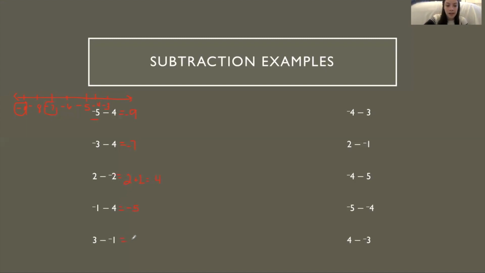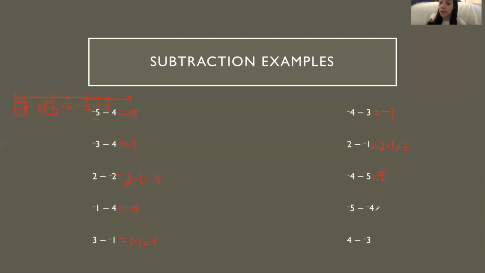3 minus negative 1, 3 plus 1 equals 4. Negative 4 minus 3, 4 plus 3 equals 7. And then again, we're going to add that negative on there. 2 minus negative 1 is just 2 plus 1. So that equals 3. And then negative 4 minus 5, we have 9, because 4 plus 5 is 9, and then we add the negative on there because it's negative 4.